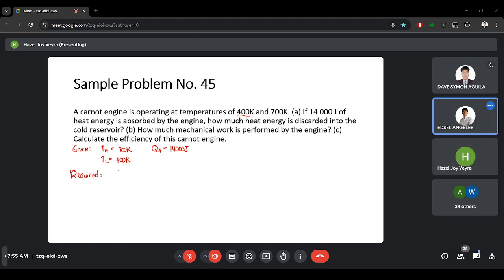QR po. Letter A is QR. For letter B, this work is net po, yes, correct. And lastly, efficiency po, correct. Okay, let's now proceed with the solution. Who wants to volunteer to solve for the QR? Who wants to try?